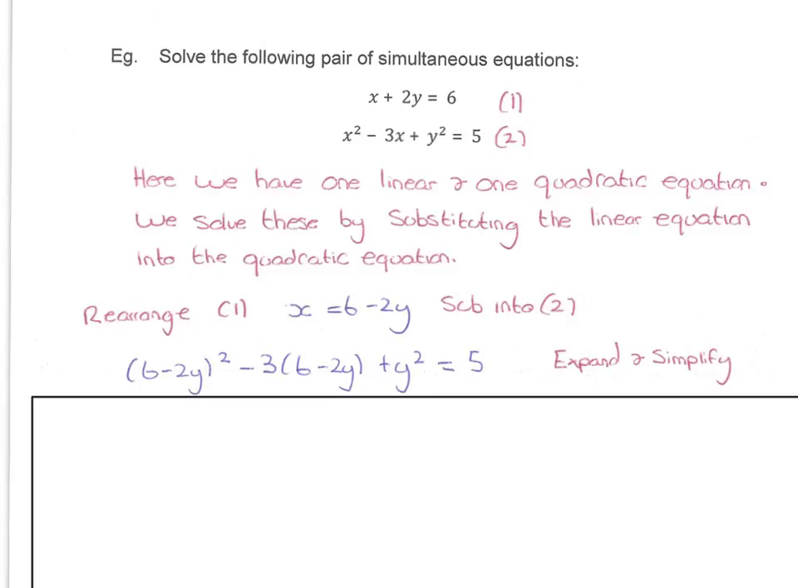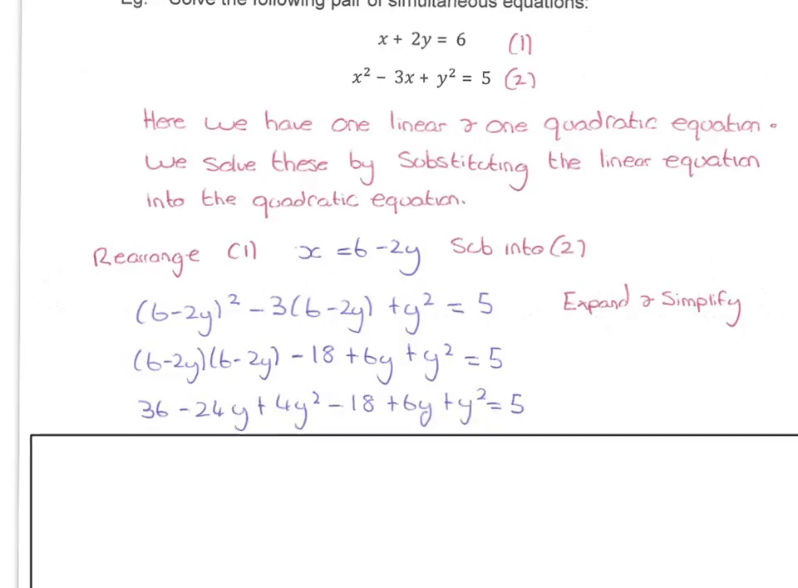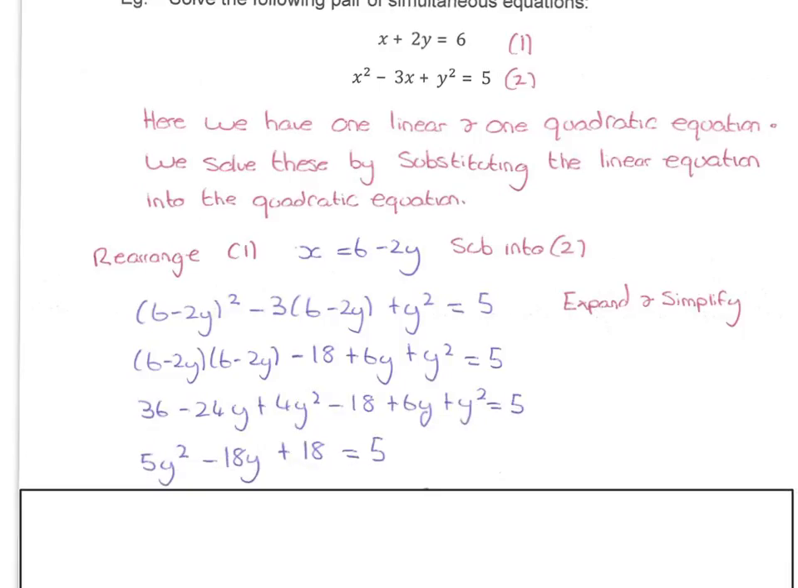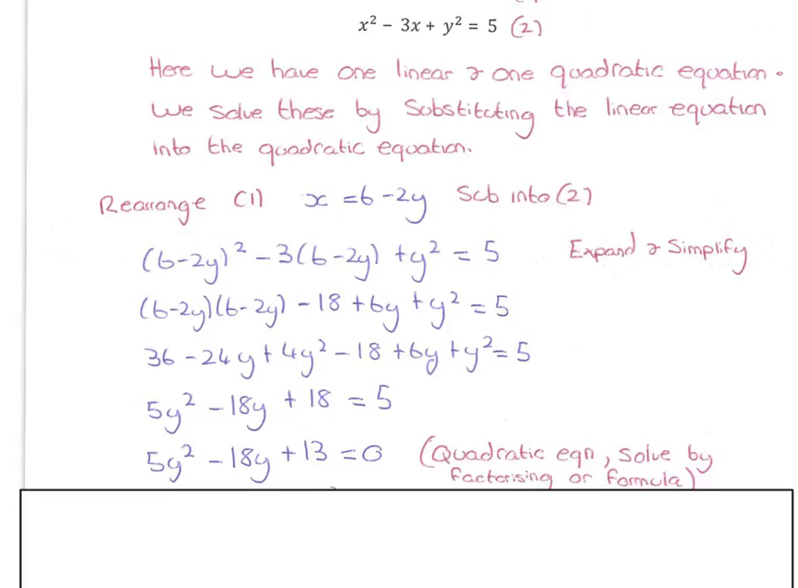All we have is a quadratic equation, so we're going to expand it, simplify it by collecting like terms, and then solve a quadratic. If you just follow through the working out, doing the expansion of the brackets and simplifying, we're left with the final equation of our quadratic, 5y squared minus 18y plus 18 equals 5. Next step then, obviously bring the 5 to the left hand side, subtract 5 from both sides, to get the quadratic equation 5y squared minus 18y plus 13 equals 0.